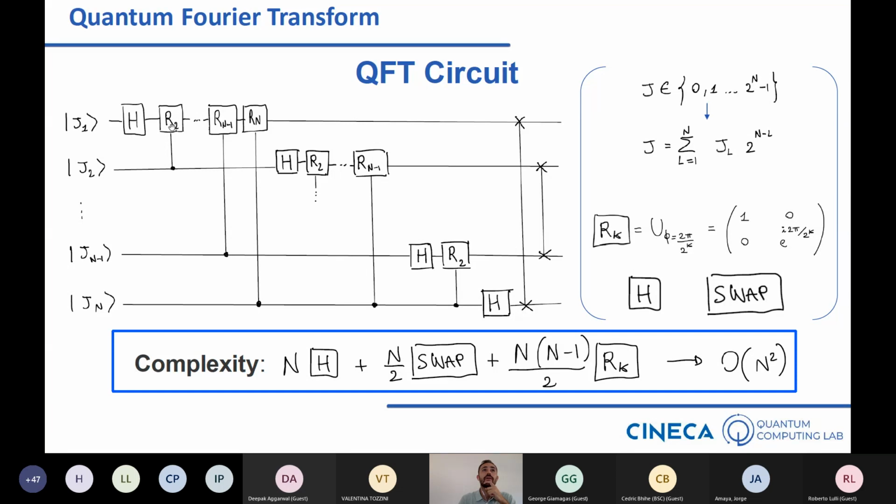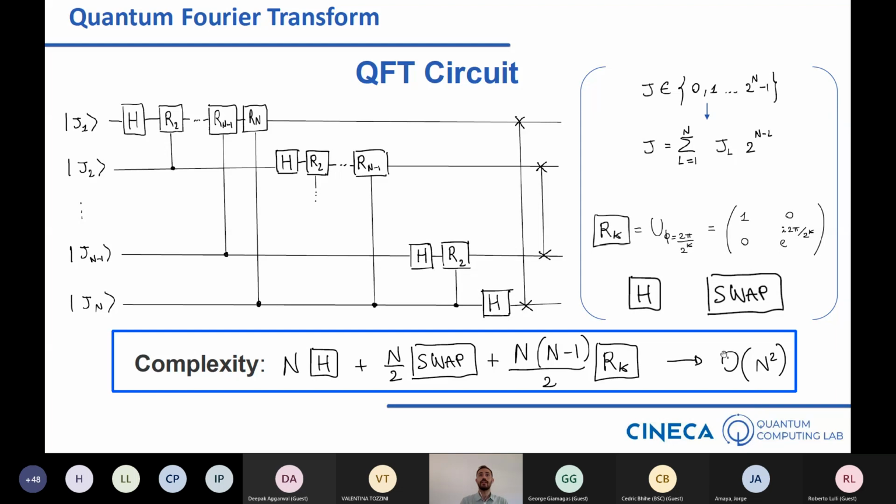And how many times do we apply it? In the first case, you apply it n-1 times. Then for the second qubit, n-2 times, and so on. The total number of times is n times n-1 over 2. So at the end you get n plus n squared over 2 minus n over 2. The dominant term is n squared, so it grows like n squared, a polynomial with n squared being the largest term.